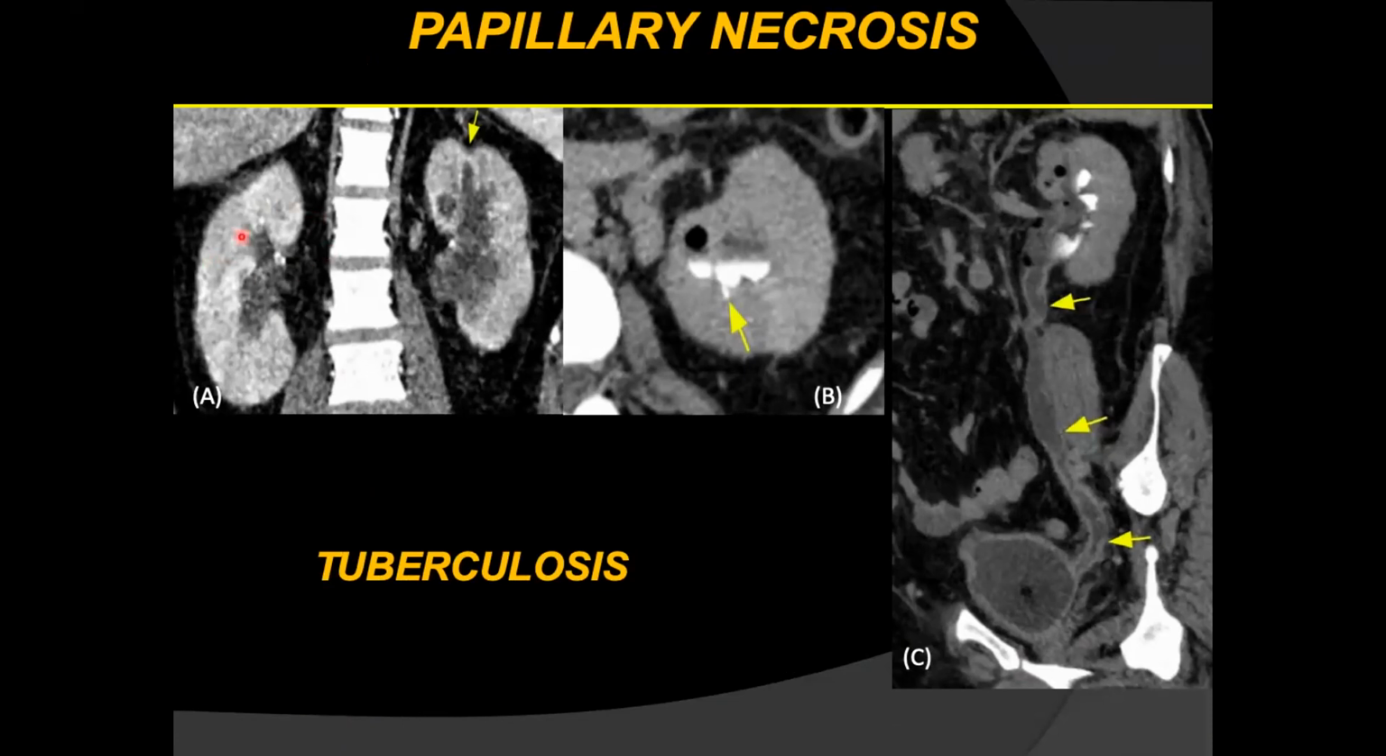Now, this is a coronal nephrographic phase image, which shows thickening and blunting of the upper pole calyx with some amount of adjacent cortical scarring. This is an axial excretory phase image, which shows a small contrast collection in the area of the papilla, indicating that there is some amount of papillary necrosis. Again, an excretory phase oblique sagittal image shows diffuse irregular wall thickening and enhancement of the left ureter and the bladder with long segment ureteral narrowing in this region. This is a proven case of tuberculosis.